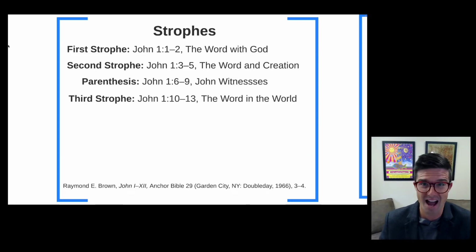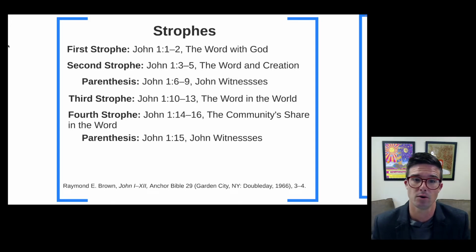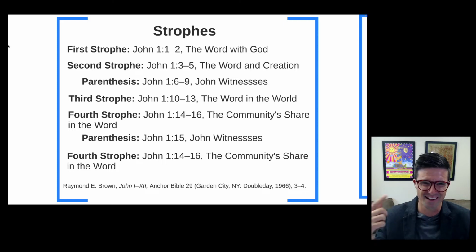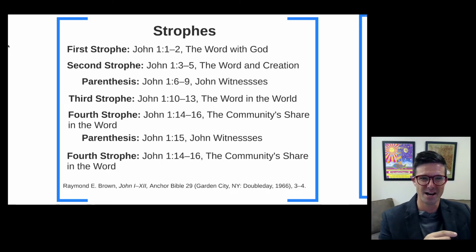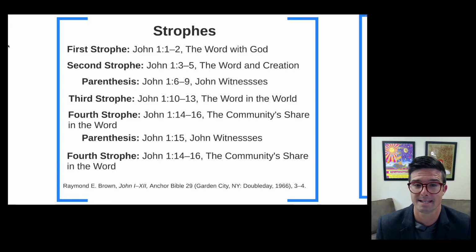And then moving out of the parenthesis, we come back to the third strophe, which is about the Word in the world. And then the fourth strophe also has a parenthesis after it. So the fourth strophe is about the community's share in the Word, and then John witnesses again. So we have this repetition of John. The fourth strophe appears twice because John 1:14 is the first part of the fourth strophe, and then John 1:15 is the parenthesis that's stuck in, and then the fourth strophe continues in John 1:16, continuing to talk about the community's share in the Word.